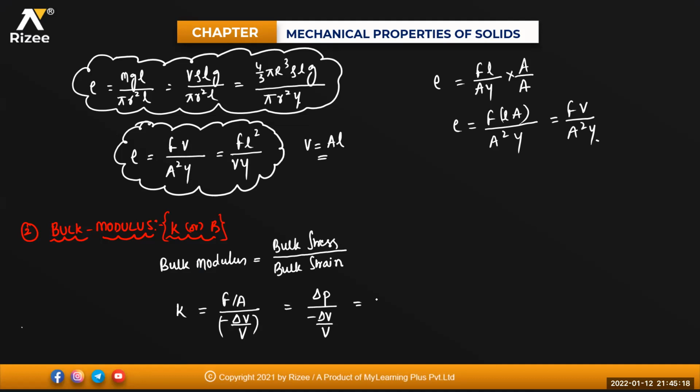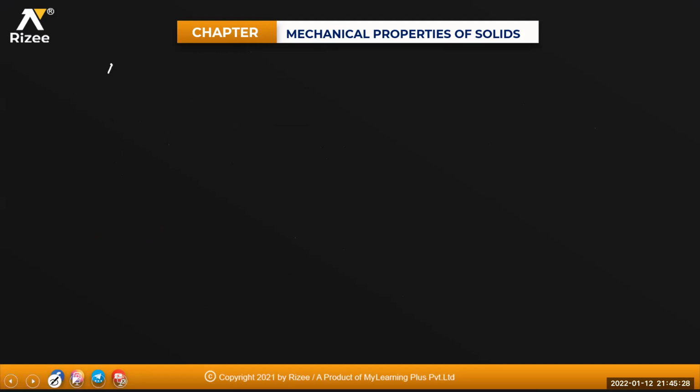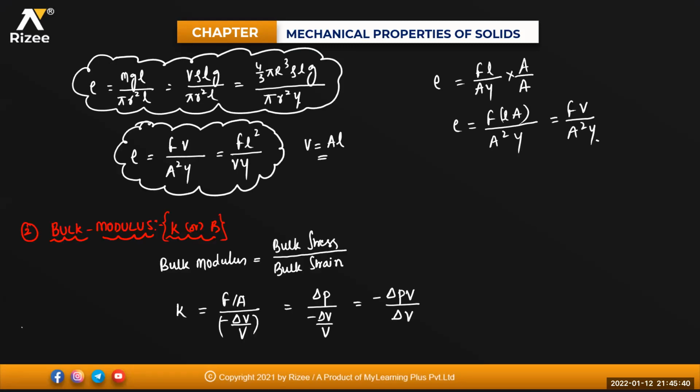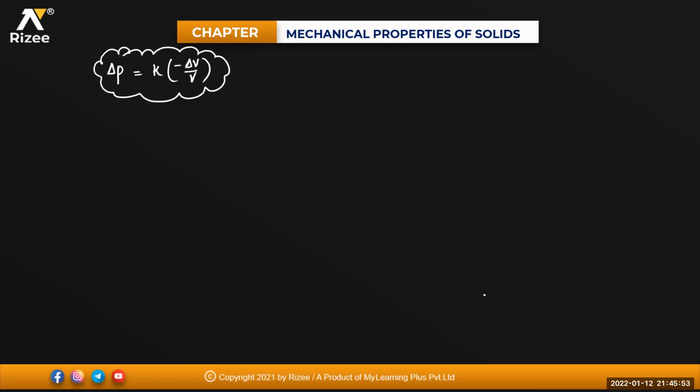That is equal to minus of delta P into V divided by delta V. So from this, delta P is also equal to K into minus of change in volume divided by original volume. Clear? K is equal to force by area, and force by area is nothing but pressure. So pressure is equal to K into minus of delta V by V.